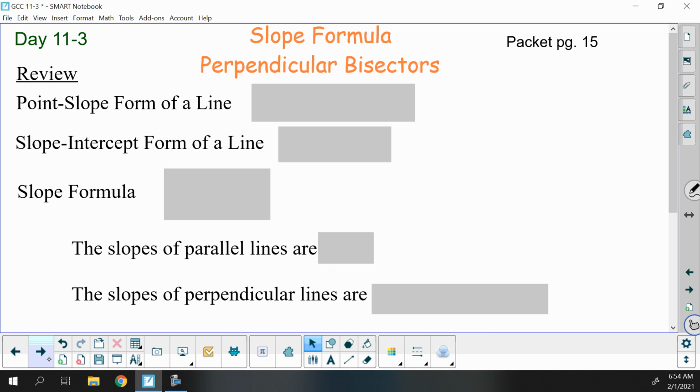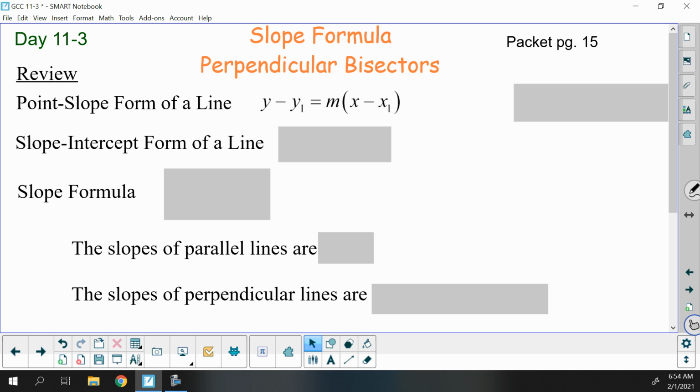So we're going to start on page 15. Today we're going to look at the slope formula and some equations of lines. So first off, earlier in the year we worked a lot with point slope form of a line. So you can fill that in the first gray box. Y minus y1 equals our slope m times x minus x1.